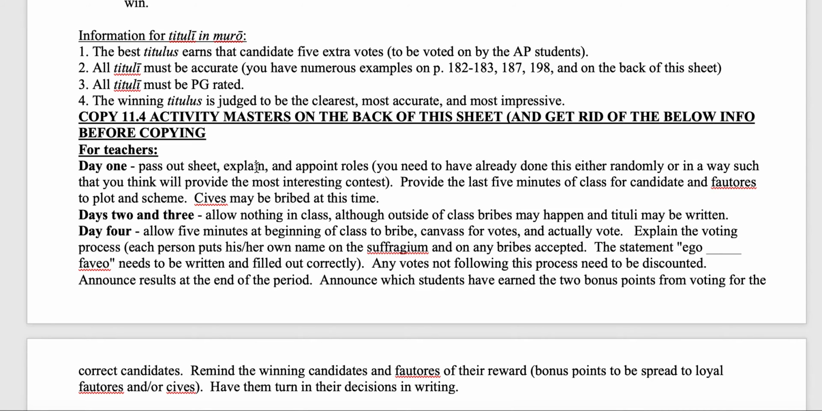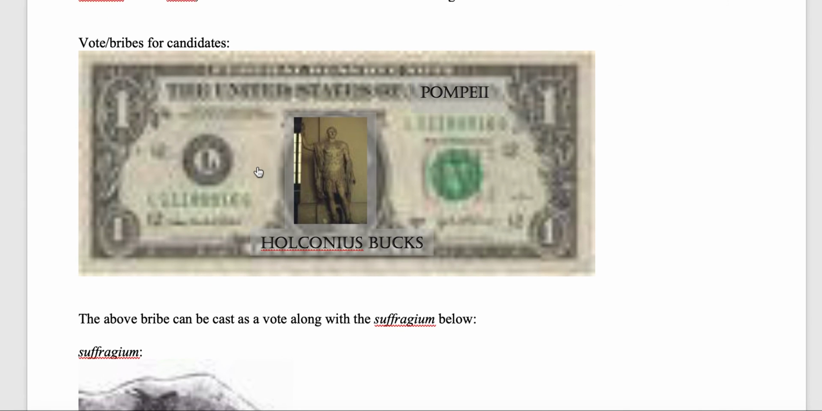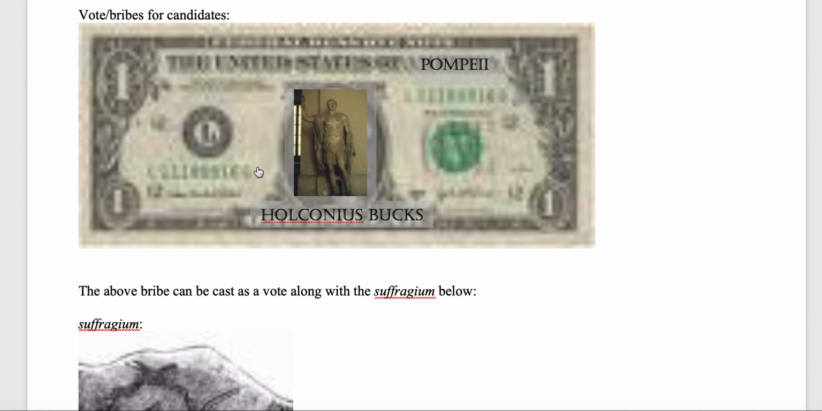You explain the voting process, and each person comes up one by one, all of that kind of thing. And then maybe the next day you can deal with the bonus points. It depends on your time frame. But that really is basically it. And I hope that helps explain how I do the election activity.